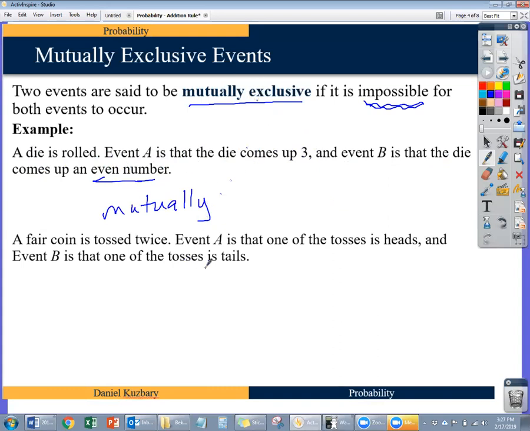So they're mutually exclusive. Here we have a fair coin being tossed twice. Event A is that one of the tosses is heads. I forgot to write "exclusive" here.